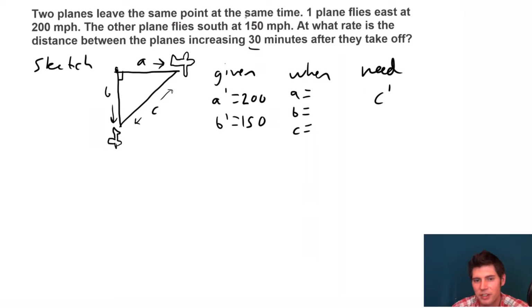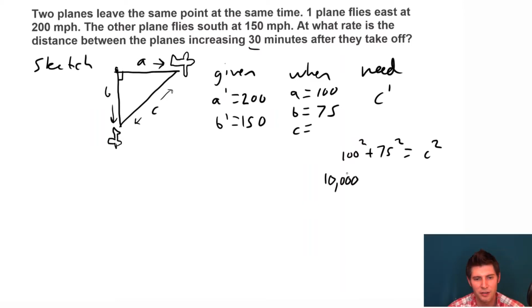So at 30 minutes after they take off, the plane going 200 miles an hour went 100 miles because it went for half an hour. Then the plane going 150 miles per hour, it went 75 miles because it was also traveling for half an hour at 150 miles an hour. And to get the C, we need Pythagorean theorem. So it's going to be 100 squared plus 75 squared equals C squared. 100 squared is 10,000, and 75 squared is 5625.